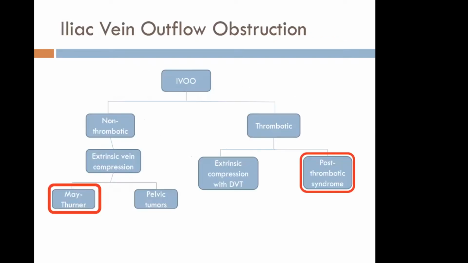Let's move on. Now, in terms of treatment, you get many other causes of venous outflow obstruction, but the one that I'll be referring to here is those patients who have May-Thurner syndrome, which we've defined as extrinsic compression of the left common iliac vein by the right common iliac artery, or those who have post-thrombotic syndrome. The others, the treatment becomes a little different from what I'm going to describe.